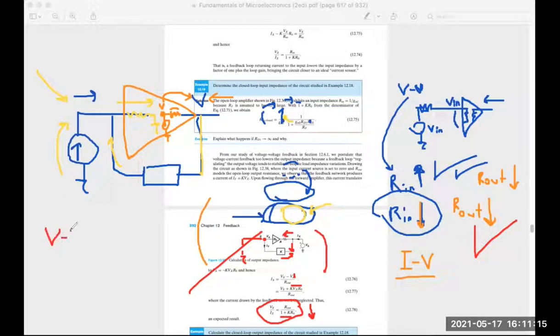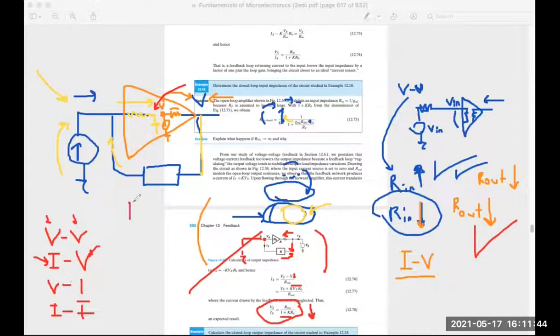There are 4 different amplifiers. VV, IV, VI, II. Okay? These are the main amplifier types. I'm talking about these ones. So input is V, output is V. In this case, input is I, output is V, and so on.